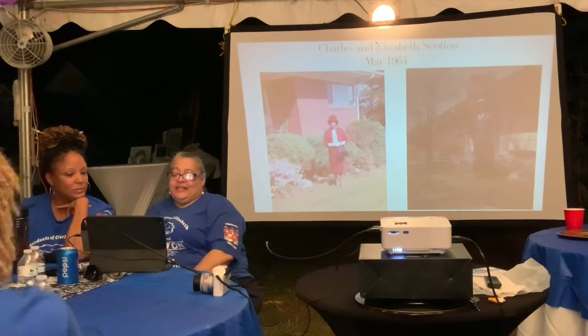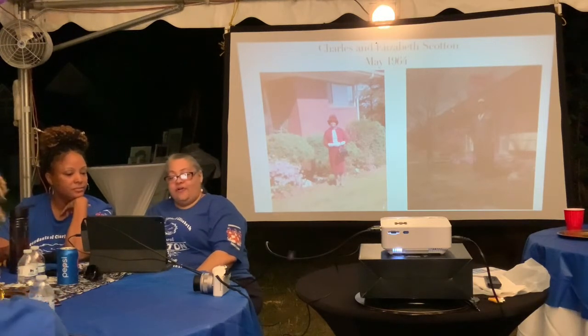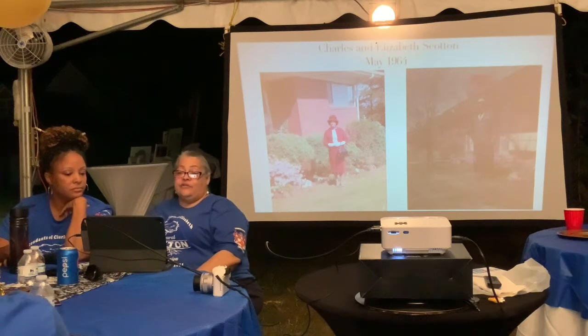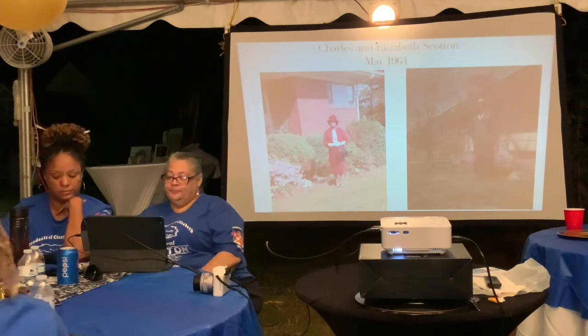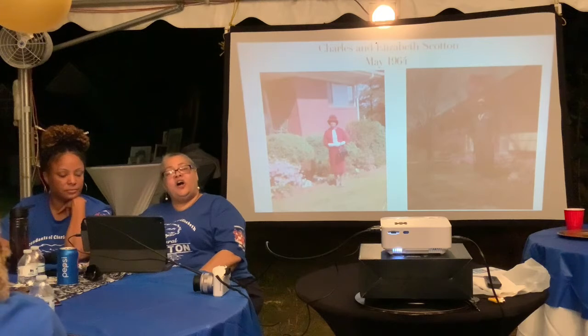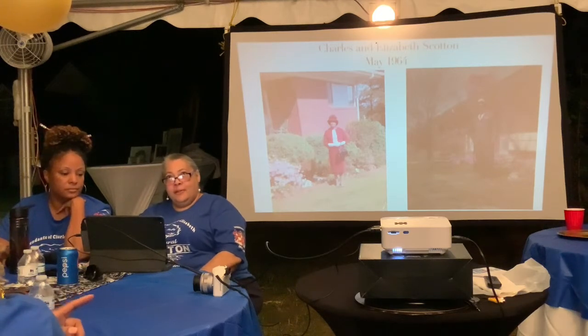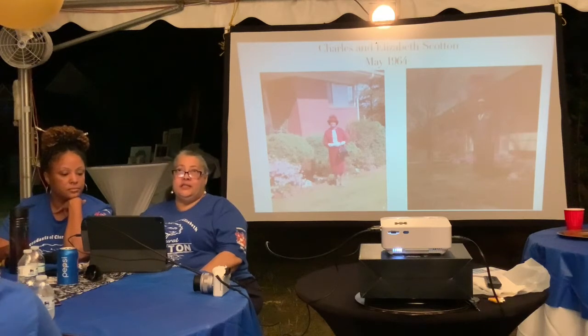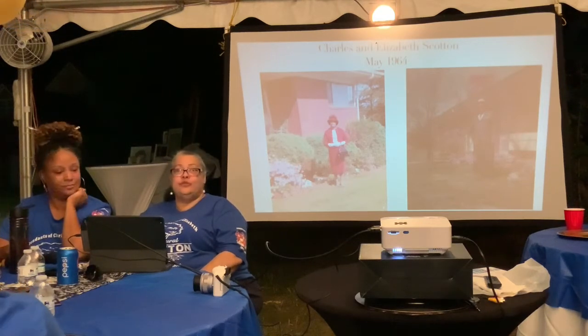This one is of Granddaddy and Grandma in 1964. In both views, they are standing at their house on Harrison Street, and Granddaddy built that house. Remember that? That's the house that had all of the fruit trees. They had apple trees and pear trees and plum trees.